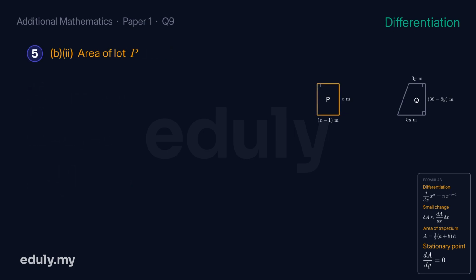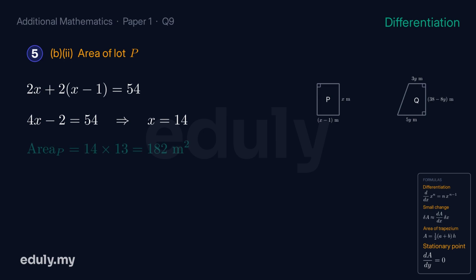Step 5. First, find lot P's area using its perimeter. The perimeter is twice x plus twice x minus 1, equal to 54. That tidies to 4x minus 2 equals 54, so x is 14. So lot P is 14 by 13, giving an area of 182 square meters.